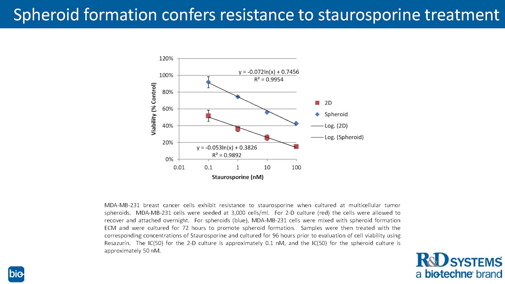And what's been shown in the past is that cells in hypoxic environments become resistant to staurosporine treatment. And obviously cells within these spheroid layers do exhibit hypoxic conditions, and this is at least a part of the mechanism here of how the spheroid cells are resistant to the staurosporine treatment in comparison to the 2D cells.